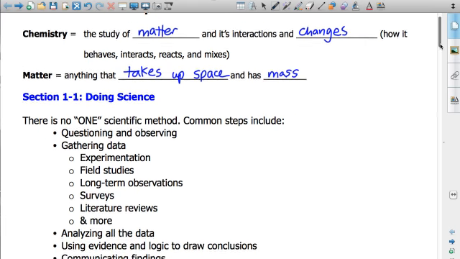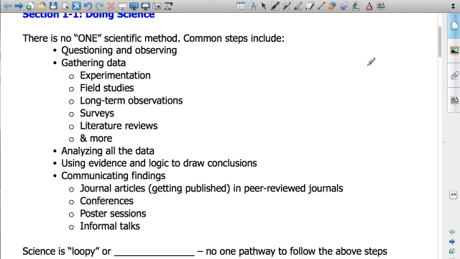I'm just going to briefly go over the scientific method. The main thing I want you to know about the scientific method is there's no one scientific method. There are steps that are common to all the scientific methods, but every scientist, or even different types of scientists, might do the scientific method a little bit differently. They all tend to start out the same, by observing something and having a question. Once you have a question, then you can gather the data.